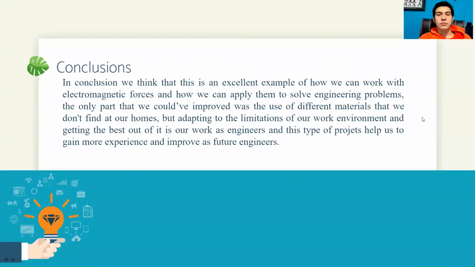And conclusions. Of course, we think that it's an excellent example to have applied and understood electromagnetic forces applied to engineering problems. We only had one problem, which was using the materials that we found at our homes. We couldn't go out to look for more, and this limited the development of our motor. But as engineers, we have to adapt to the limitations of our work environment. And this project helped us to gain more experience and improve as future engineers, adapting and working with the things that we have, as engineers should.